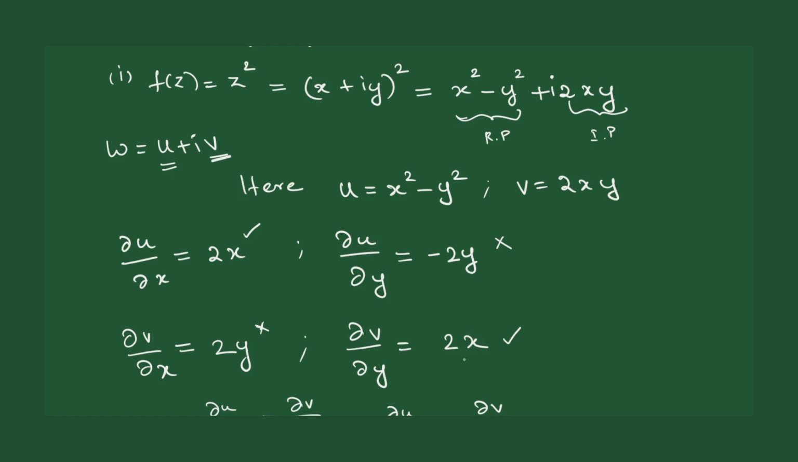Moreover, all the first order partial derivatives are continuous here, because they are algebraic functions, and hence continuous. So it satisfies the Cauchy-Riemann equations and all the first order partial derivatives are continuous, so we can conclude that the function f of z is equal to z square is analytic.